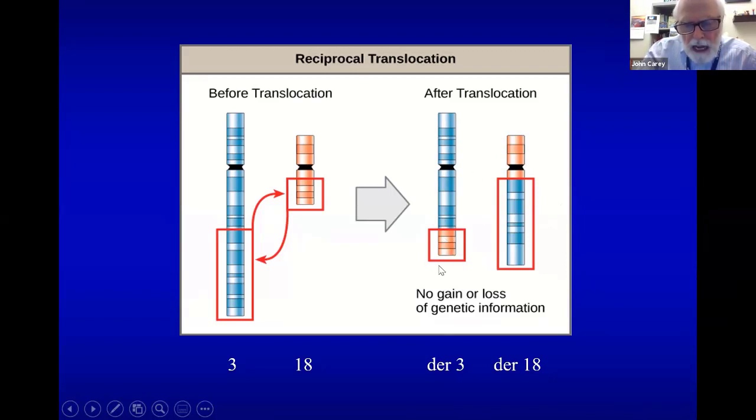You can't see my mouse, 18 here. And there you have the 18 that's got this portion of the 3 at the bottom. So this is the basic idea of a translocation leading to a partial trisomy 18 or partial 9p trisomy, if we were talking about that.